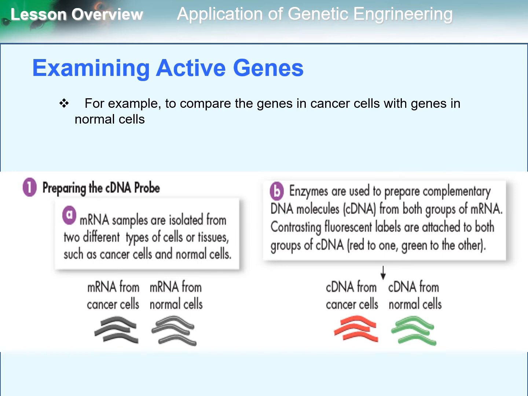So for example, to compare the genes in cancer cells with genes in normal cells, first we're going to prepare the cDNA probe, and the mRNA samples are isolated from two different types of cells or tissues, such as the cancer cells and the normal cells. Then enzymes are used to prepare complementary DNA molecules, or cDNA, from both groups of mRNA. Contrasting fluorescent labels are attached to both groups of cDNA, red to one and green to the other.